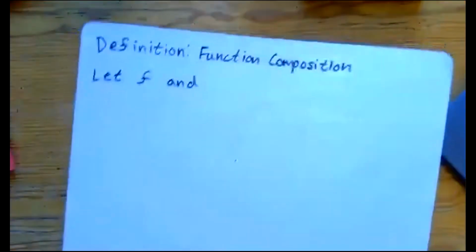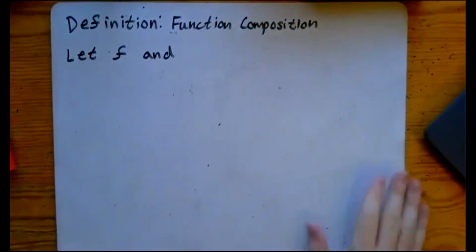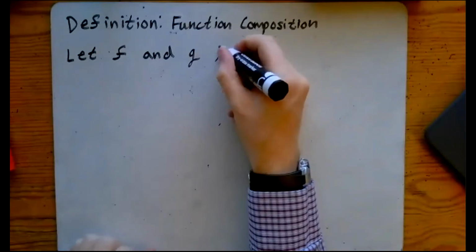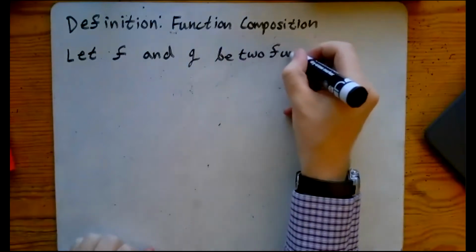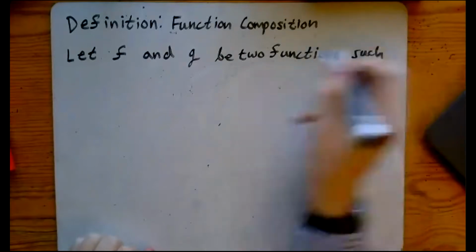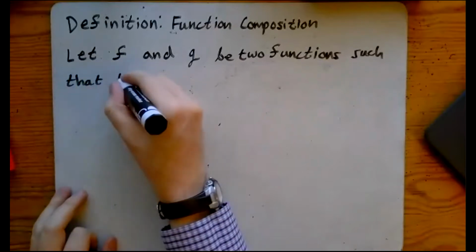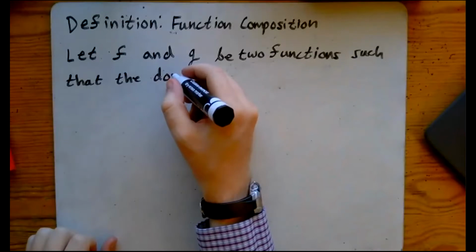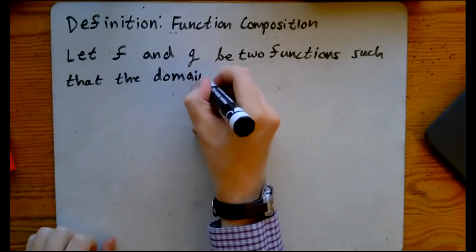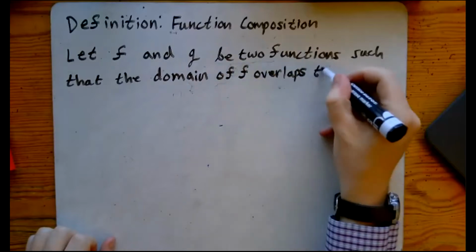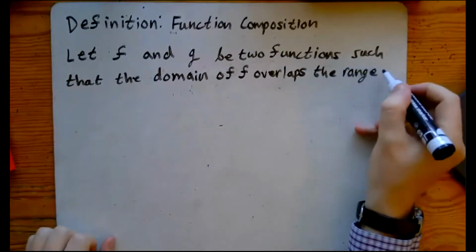Anyway, now let's give the more formal definition and look at a few examples. So let's let f and g be two functions such that the domain of f overlaps the range of g.